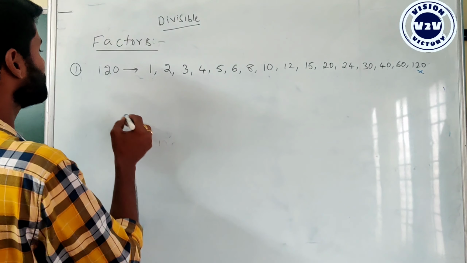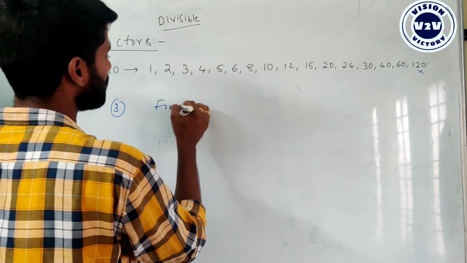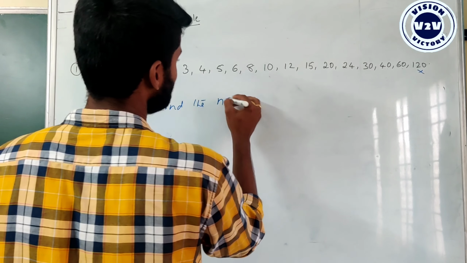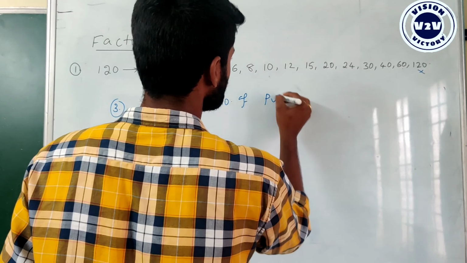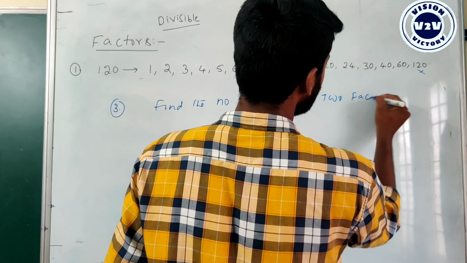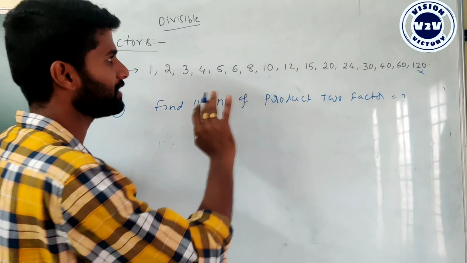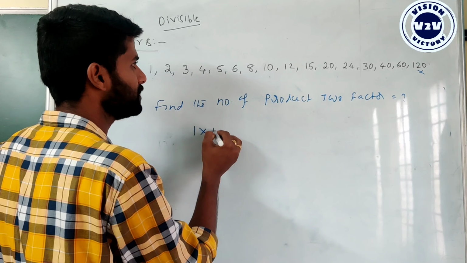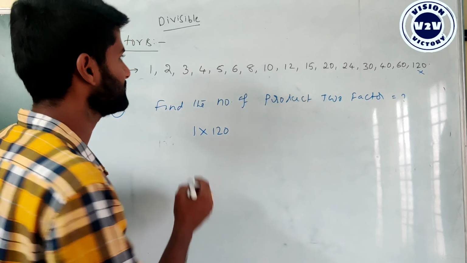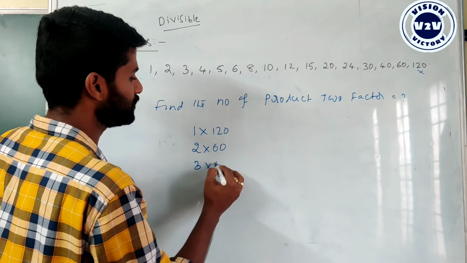Next, the third question related to factors: find the number of ways of writing 120 as a product of 2 factors. We require products of 2 factors. How many are there for 120? For example, I will go with the manual approach. 1 into 120 is a product of 2 factors. The second one, 2 into 60. Then I consider 3 into 40.